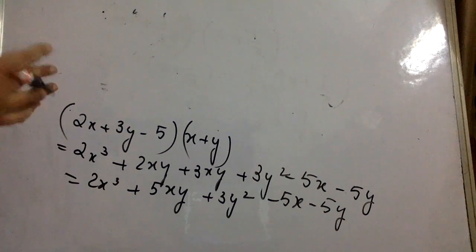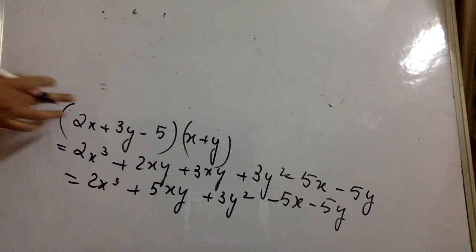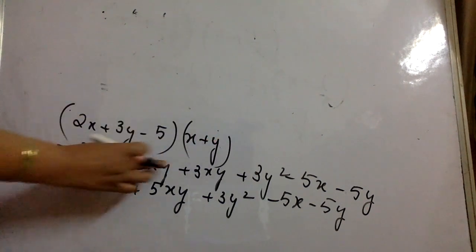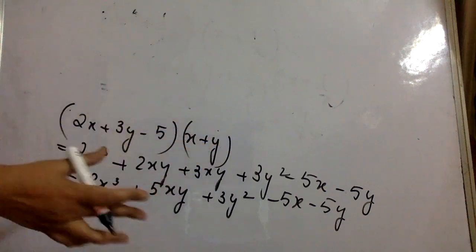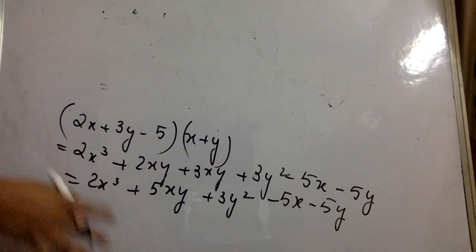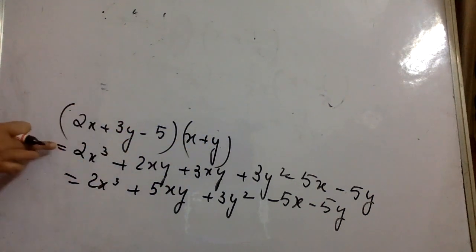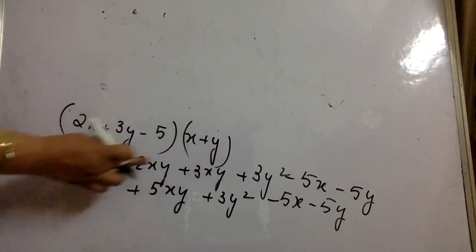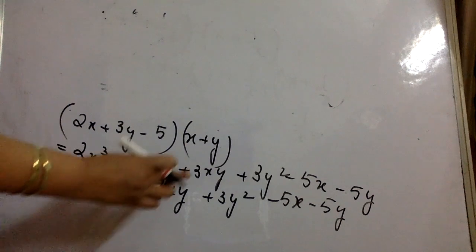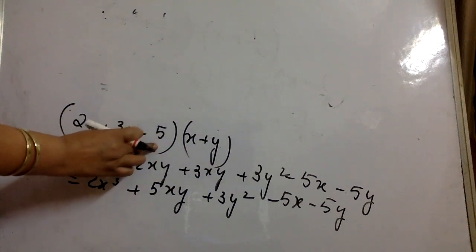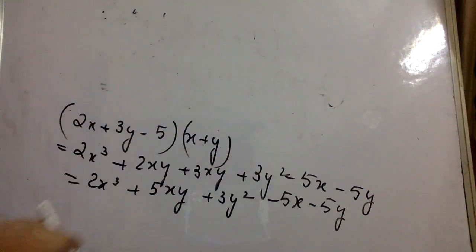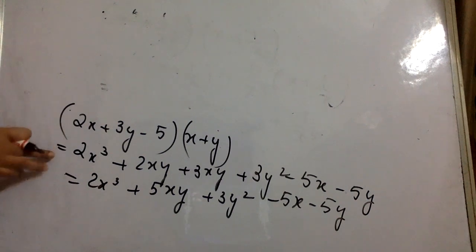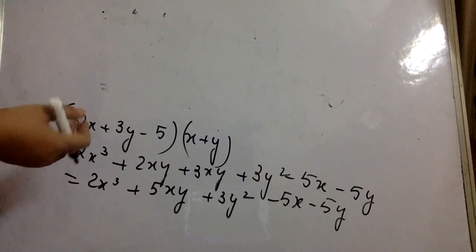I can't proceed beyond this. And one more thing to be noted here: since this had 3 terms and this had 2, a total of 6 terms should come. You should always count this. Here 6 terms. After that I simplified, that is different. But here 6 terms have come for sure, because 1 with 2 terms, 1 with another 2, and 1 with 2 more. So this is giving me 6 terms. Finally, after simplifying, I can have any number of terms.